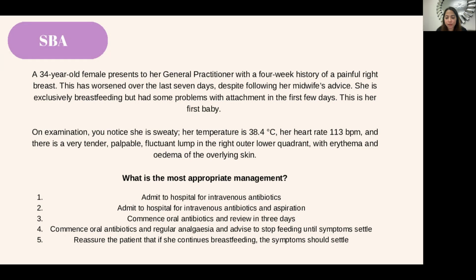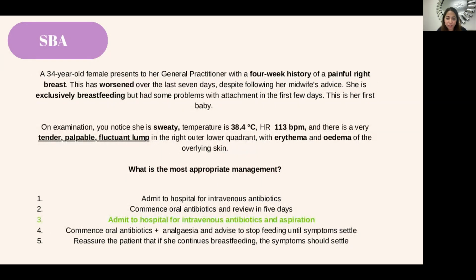So I just want to go over the main points of the question and sort of highlight which words would point you towards the right answer. So we know it's a young lady. She's 34 years old. She's had a 4-week history of a painful breast, and it's unilateral on the right side. It's become worse over the last week or so, despite having reached out to her midwife. She's breastfeeding, and she's been having issues with that.